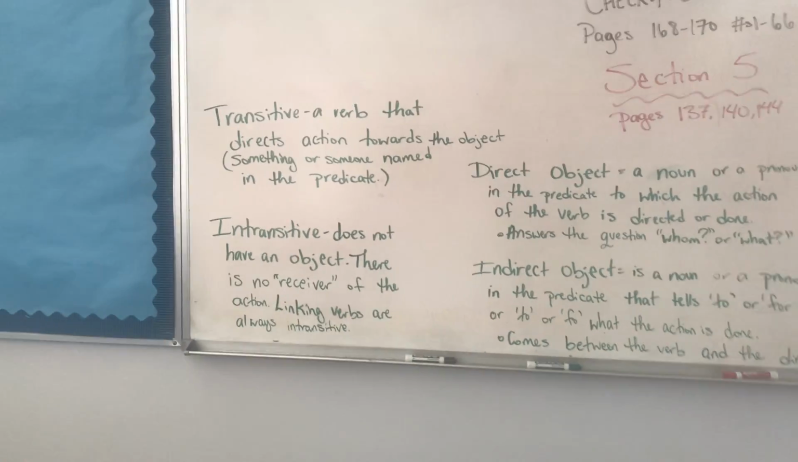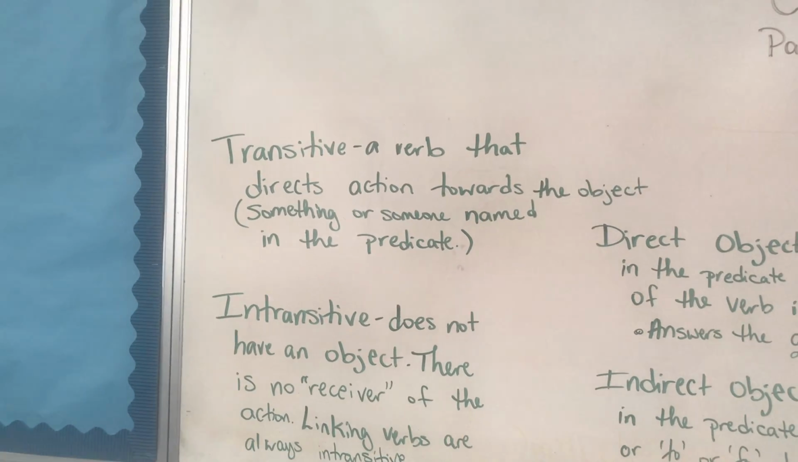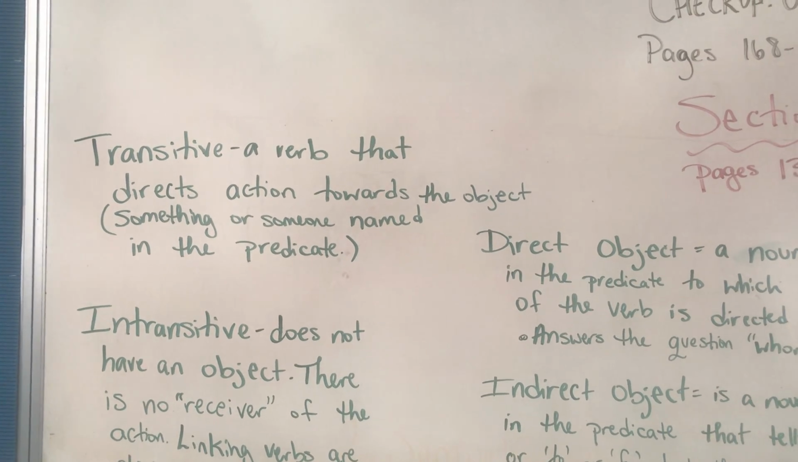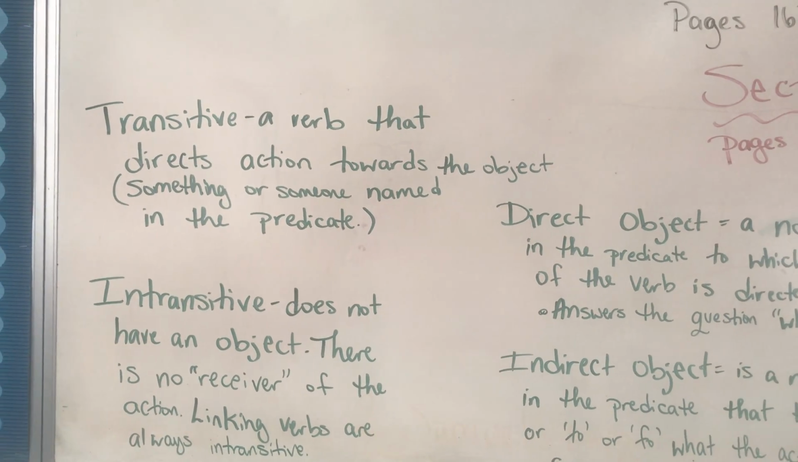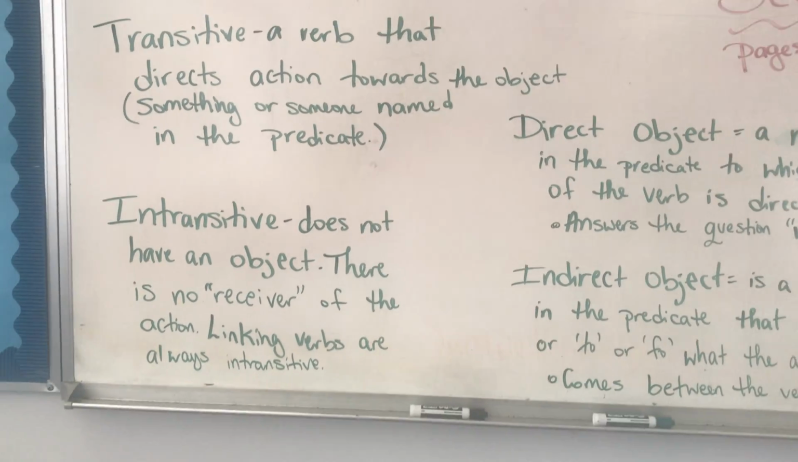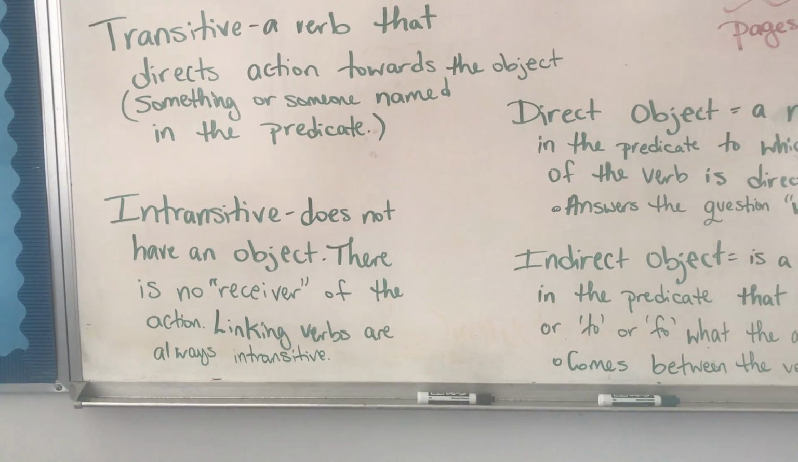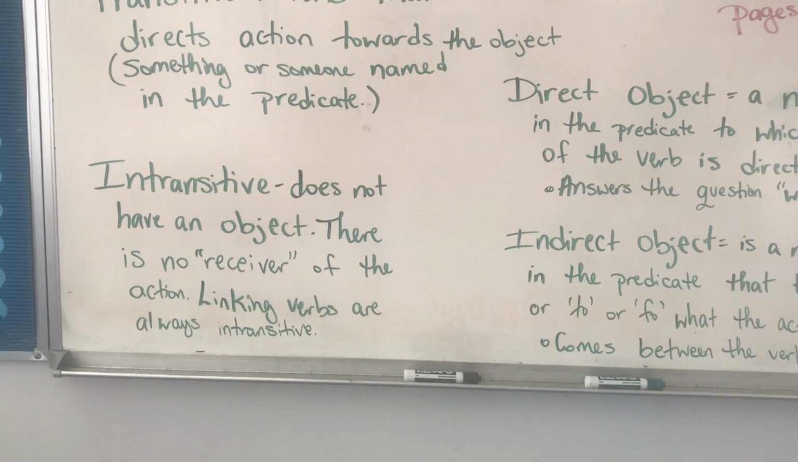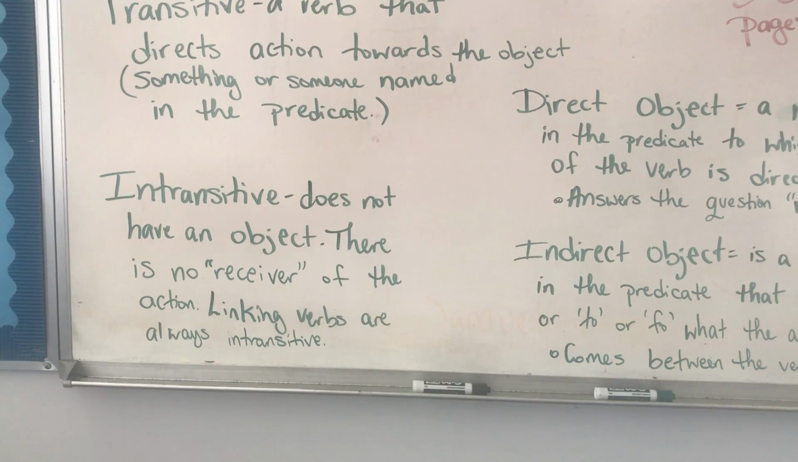Alright, so let's go to our first definition of a transitive verb. A verb that is transitive directs action towards the object. So object is defined as something or someone named in the predicate. Intransitive verbs do not have an object. There is no receiver of the action. Linking verbs are always intransitive.